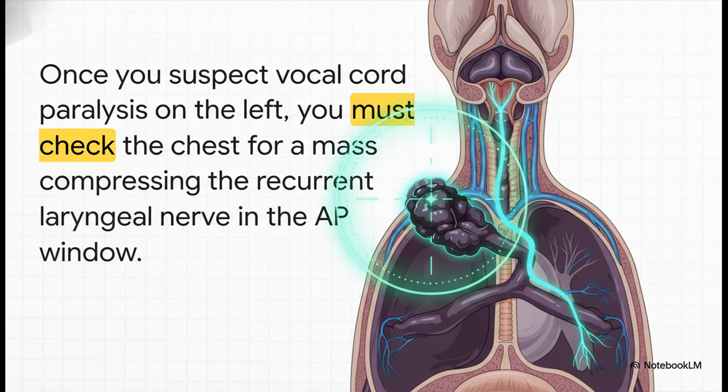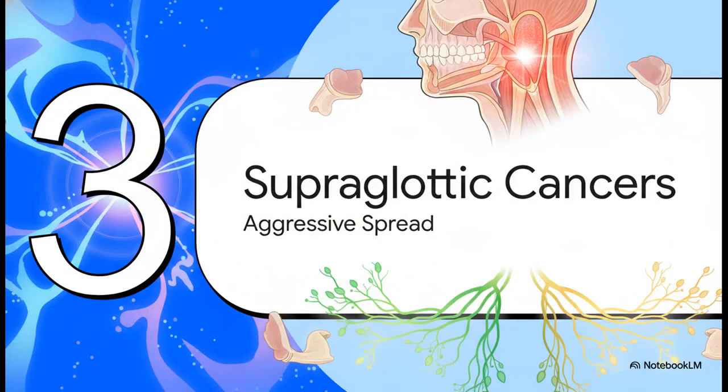But what's the next step? This is crucial for a test question. You must check the chest. Specifically, you're looking at the AP window for any mass or node that could be compressing the recurrent laryngeal nerve along its path. Okay, time to get into the nitty-gritty of laryngeal cancer.